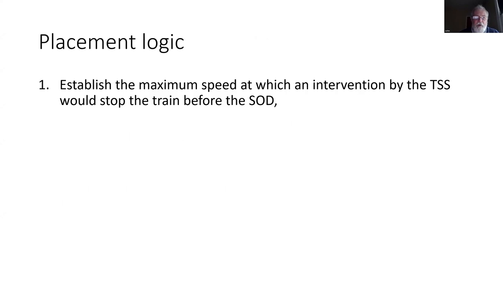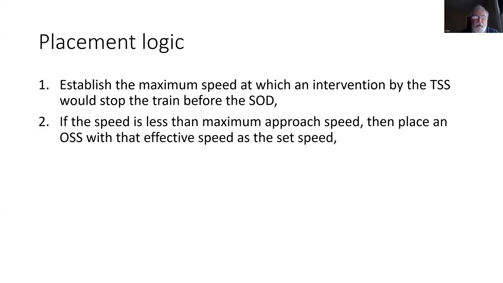So what was the logic? Well, the first thing was to establish the maximum speed at which the intervention by the TSS would stop the particular train within the SOD. And if that speed is less than the maximum approach speed, then you need to place an OSS with the effective speed as the set speed, so that you can't approach the TSS without accelerating at higher than the TSS effective speed.